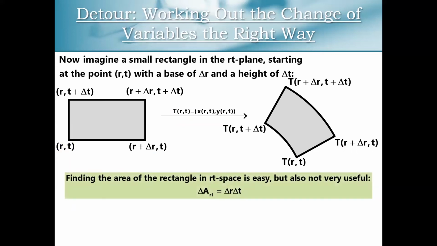Now, what I notice here is if I want the area of my rectangle on the left-hand side, that's really easy to compute. So my change in area in RT space, I'm going to call it delta A_RT, is given just by delta R times delta T, right? Base times height. So as I change delta R and delta T, I could see how my area changes in RT space. It's just delta R times delta T. However, that's not a particularly useful observation.